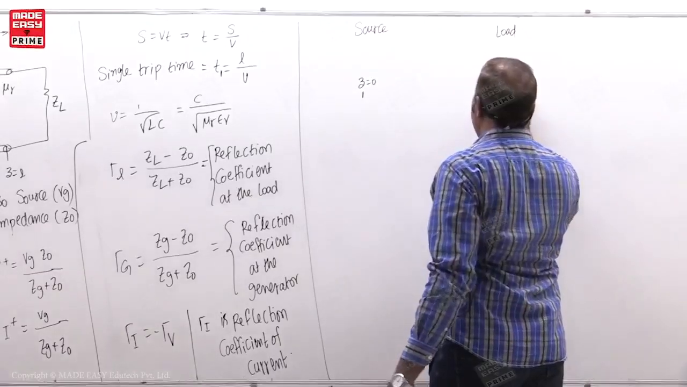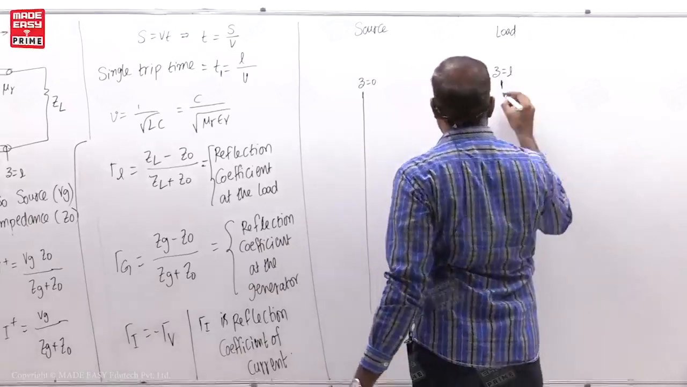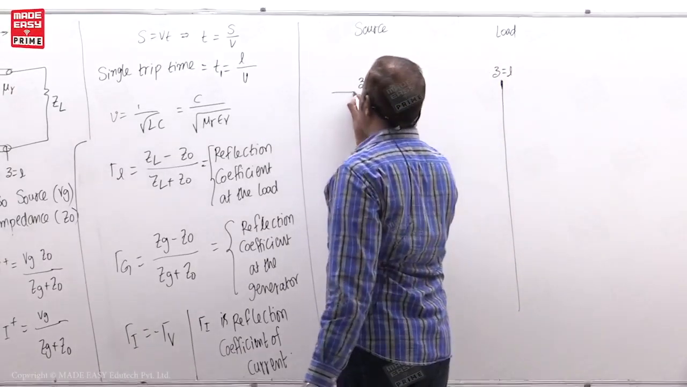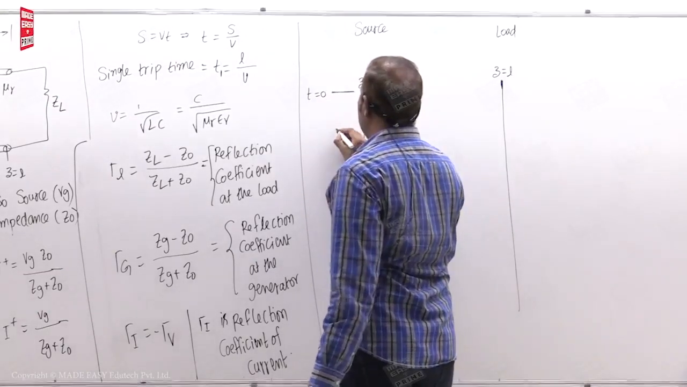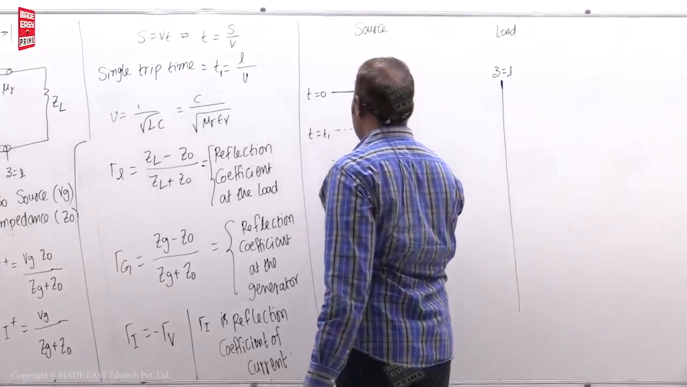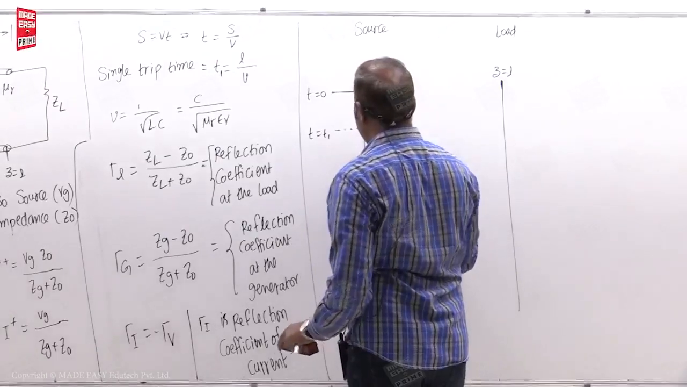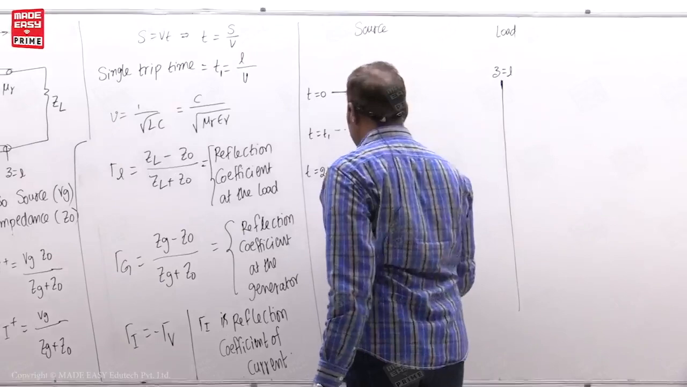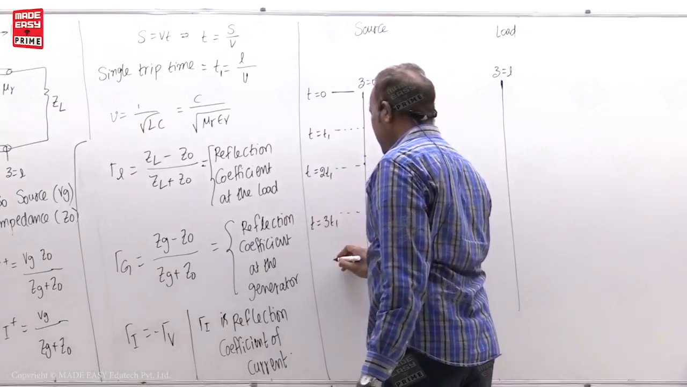Okay. So now you draw the line like this. This one is time equal to 0. This one is time equal to T1. Maintain the spacing equal. This one is time equal to 2T1. This one is time equal to 3T1. Like that it goes on.